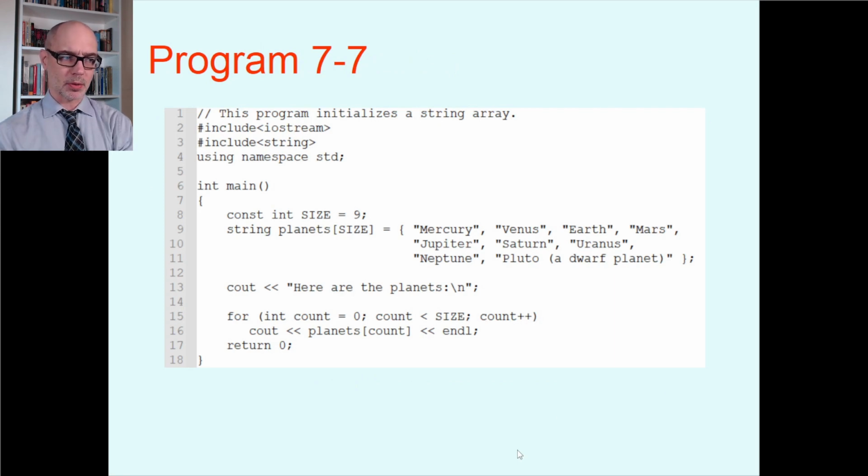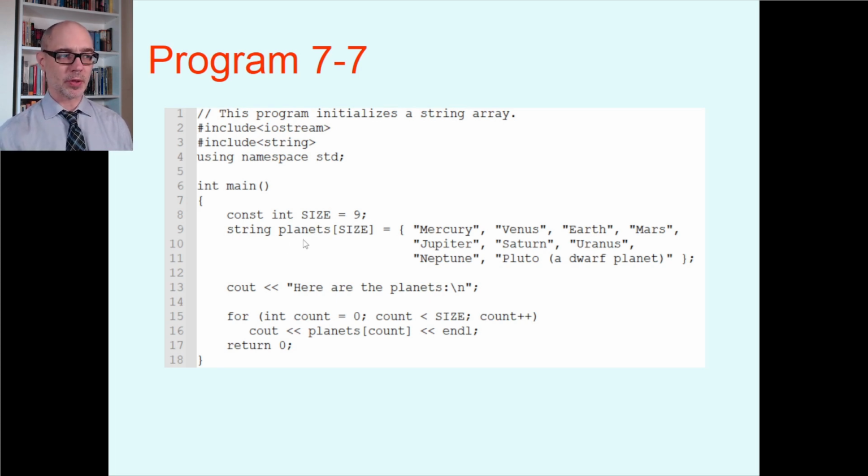And here's an example of an initialization list. This is program 7.7 out of the book. This program initializes a string array. So as usual, make a named constant to hang on to the size of your arrays, what we normally do. So a constant integer called size set to 9. And this here, in this example, it's an array holding a whole bunch of strings. So the type is string, the C++ string object class there. The name of the array is planets.